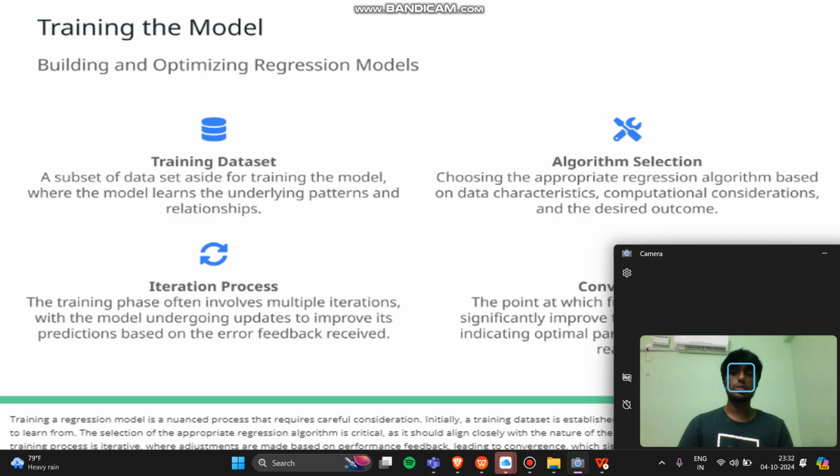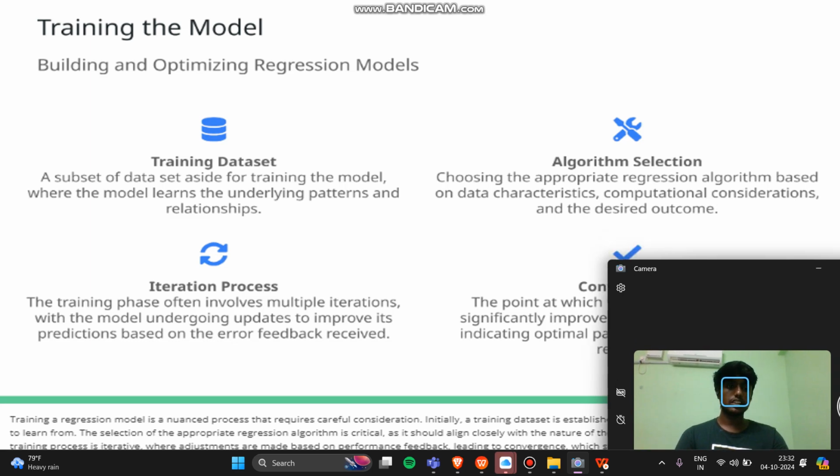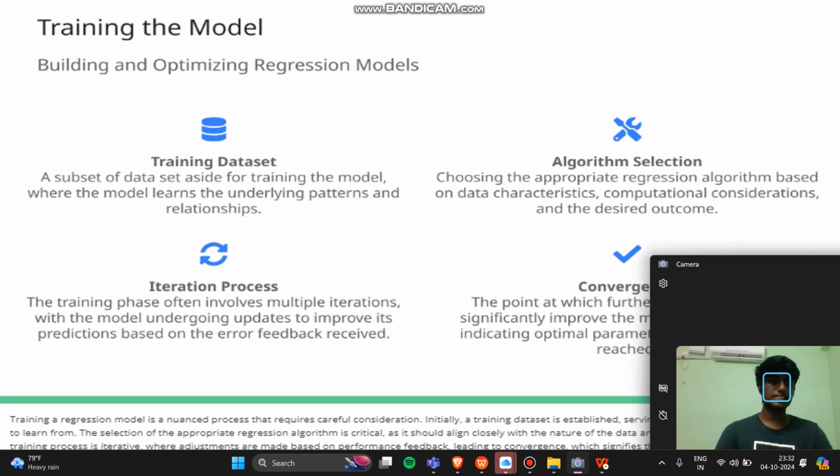So now we will go to training the model. So how can we train the model? There are various methods to train a model. So they are training dataset, algorithm selection, iteration process, and convergence.